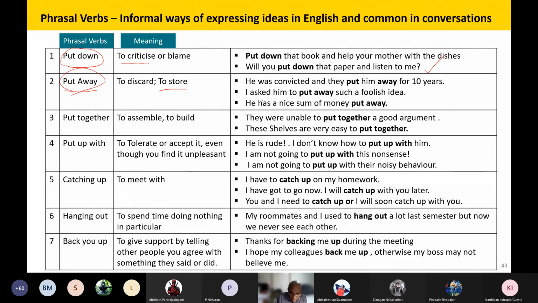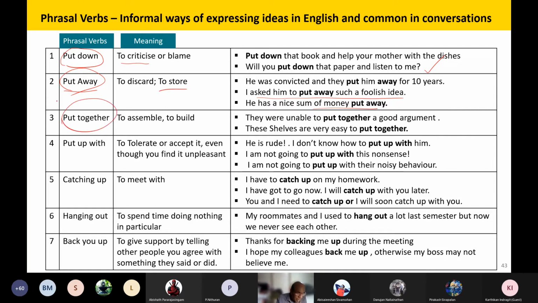So you can say, I've asked him to put away his foolish idea. So somebody's talking to you about a foolish idea. So you tell them, can you put away your foolish idea? That you can say. Or you can say, I have put away some money for my trip to Colombo. I don't know, whatever. So you can say, put away some money, saving some money. That's another way of saying.